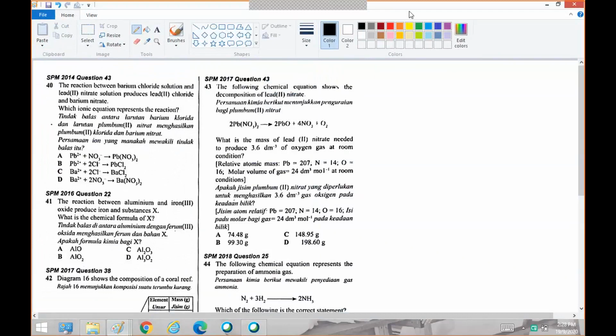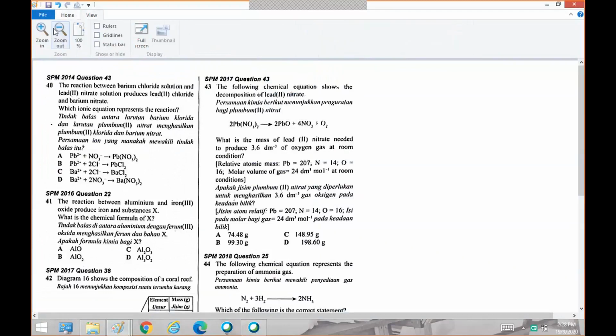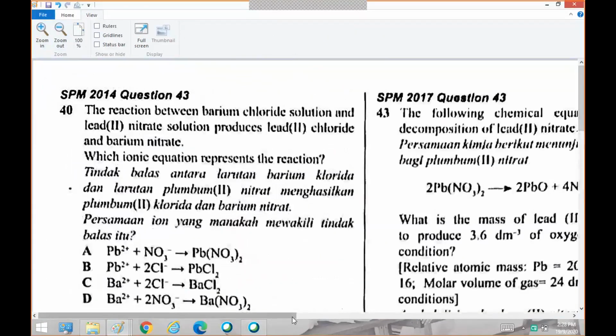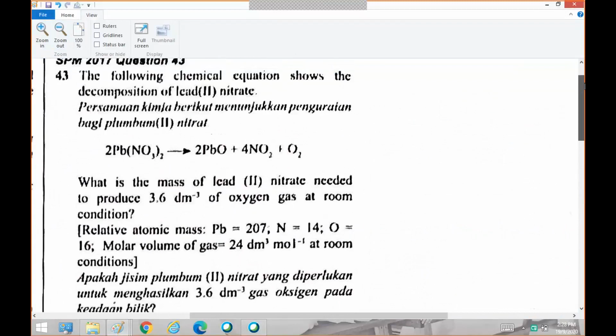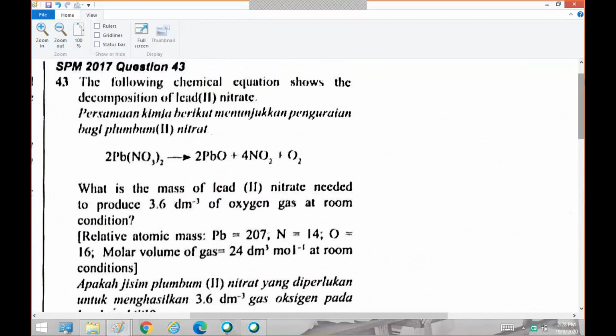The following chemical equation shows the decomposition of lead(II) nitrate. And the given equation. See, they've already given you the equation. So far, we have never had to write any of our own yet. So that's good. What is the mass of lead(II) nitrate needed to produce 3.6 decimeter cube of oxygen gas at room conditions? Given that they already told you 24 decimeter cube per mole. Okay, nice. So first thing you do is find the mole.